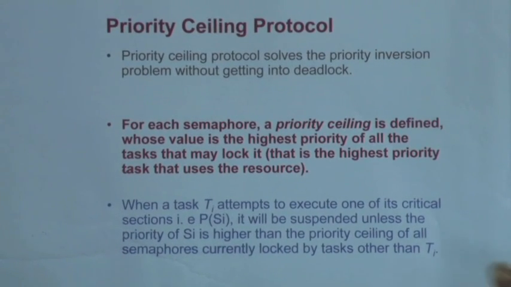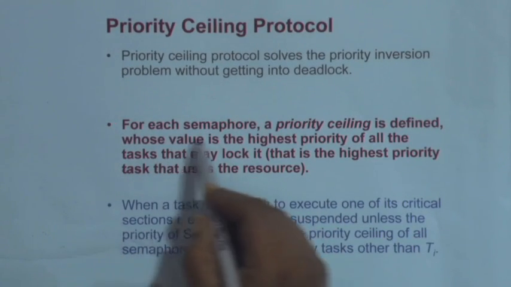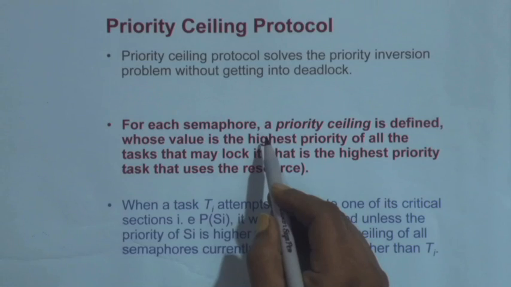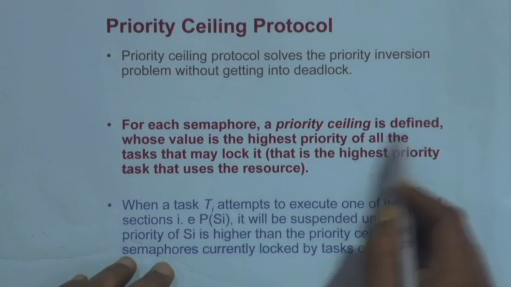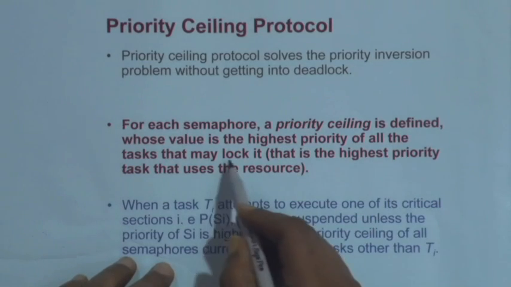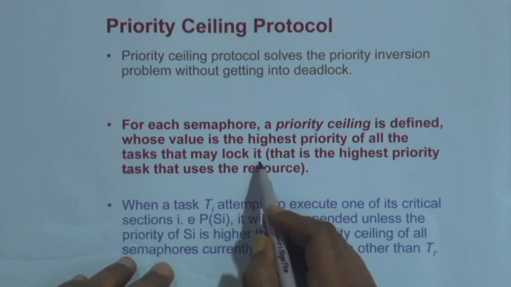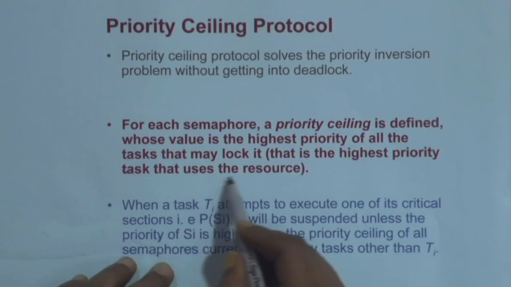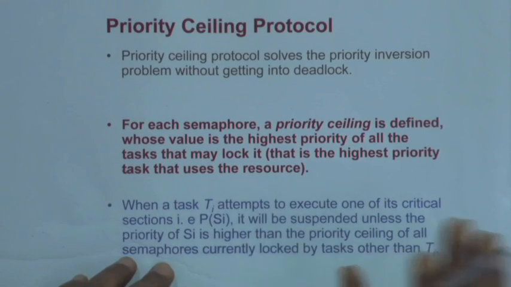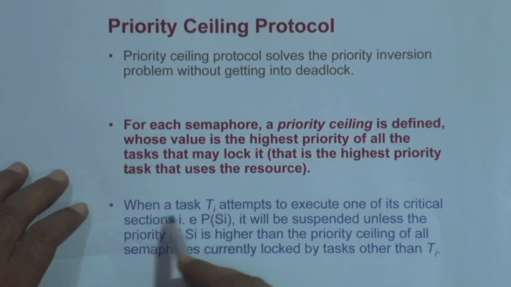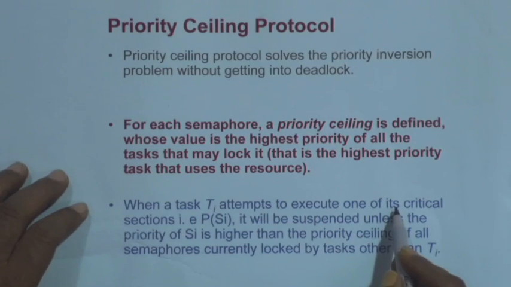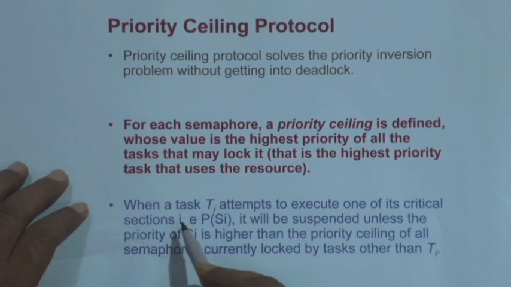So, once again let us read this with this explanation. For each semaphore like S1 and S2, a priority ceiling is defined whose value is the highest priority of all the tasks that may lock it, that is the highest priority of the task that uses that resource. Clear?